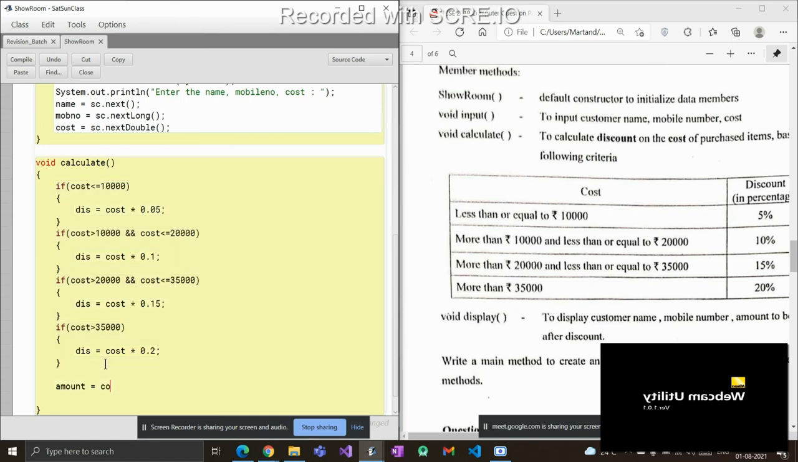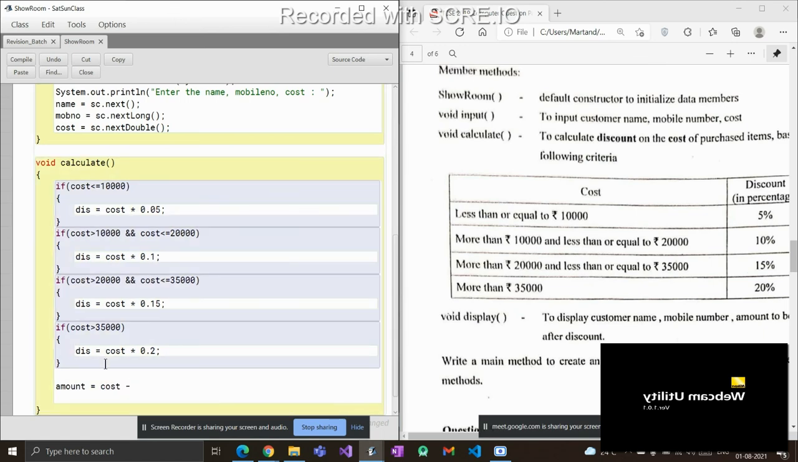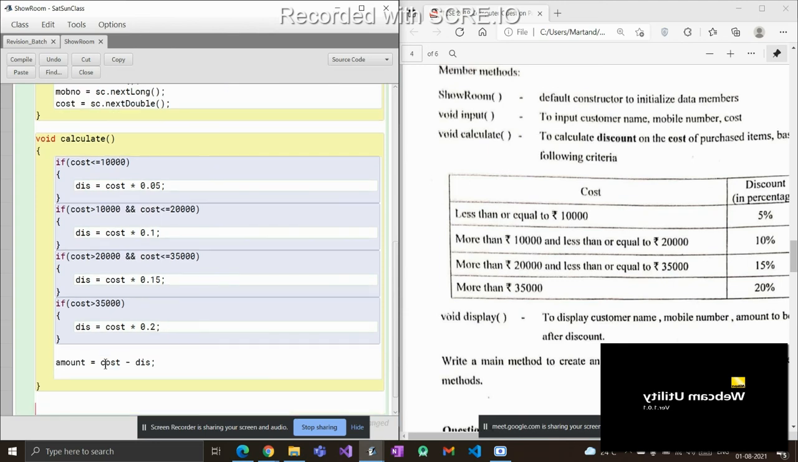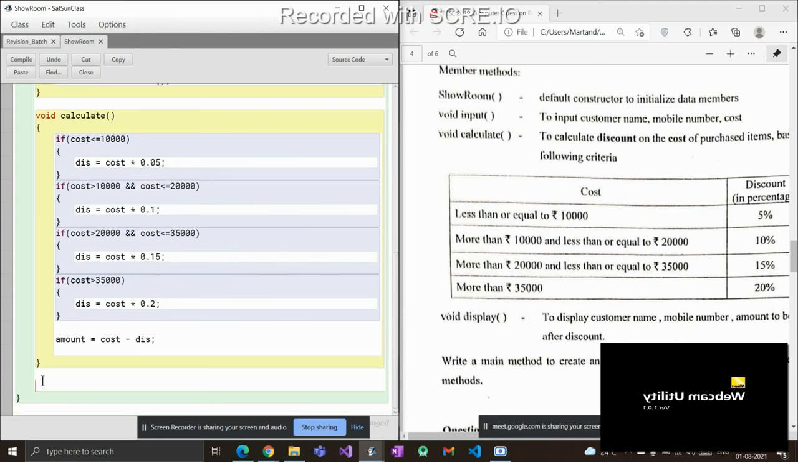So amount equal to cost minus this. So this becomes your actual final amount to be paid after discount. Whatever cost is there for me, I'm getting a discount. I deduct that discount, and that is my final amount, which will get stored in my amount variable. And after that, I have my last function which I need to write.